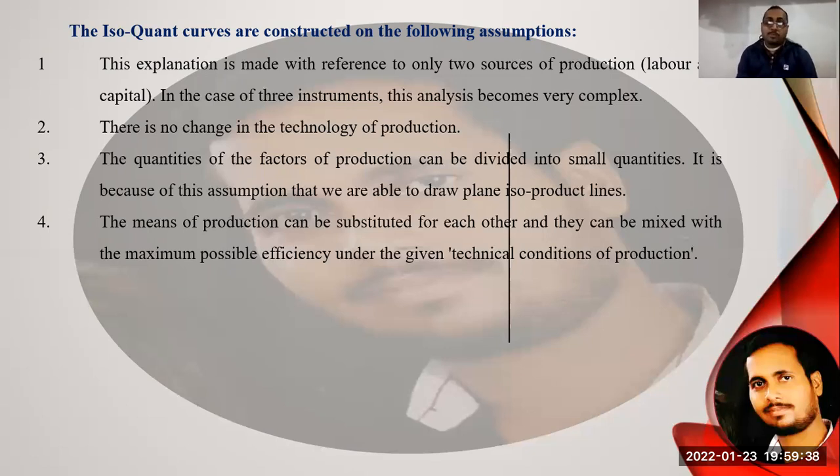Now the fourth one is that the means of production can be substituted for each other, and they can be mixed with the maximum possible efficiency under the given technological condition of production. The scholars assume that capital can be substituted with labor, and labor with capital. And while substituting labor for capital and capital for labor, no technological change affects the production process. So the change of capital to labor and labor to capital is accepted.